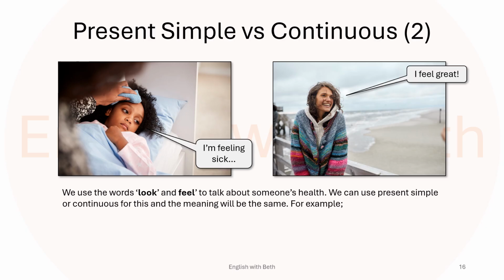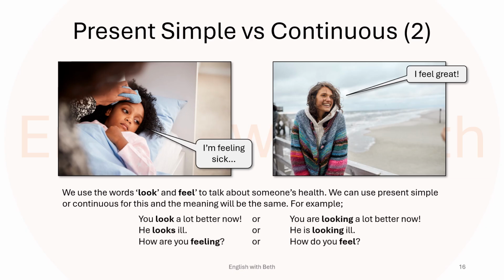We use the words look and feel to talk about someone's health. And actually, we can use present simple or present continuous for this, and the meaning will be the same. For example, you look a lot better now, or you are looking a lot better now. The meaning is exactly the same. He looks ill, or he is looking ill. The meaning is the same. How are you feeling? Or how do you feel? Present continuous or present simple, the meaning is the same.